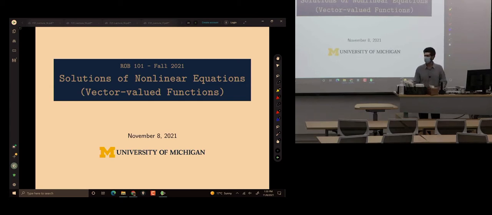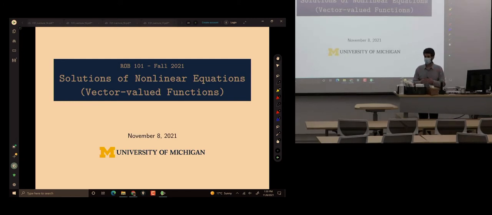Okay, we're going to start lecture 18 of Rob 101. As promised, we are going to look into vector-valued functions in the context of solving nonlinear equations. We covered methods for solving single-variable functions. We learned two methods. One was bisection, and one was Newton's method for finding a real root of a function.